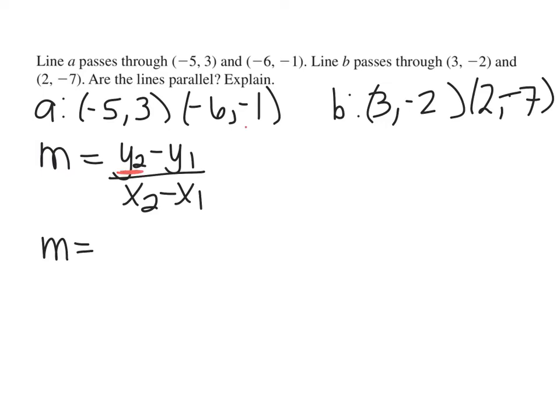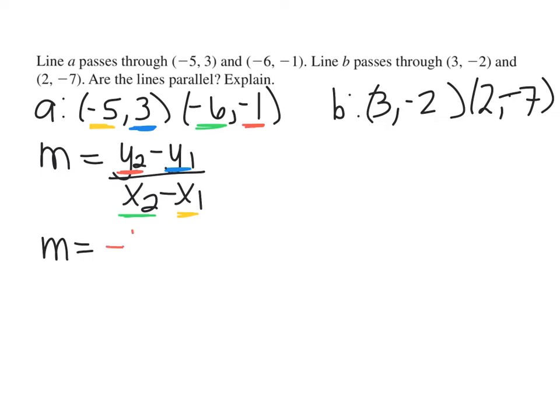We're going to do y2 in red, y1 in blue, y2 in green, or x2 in green, and x1 in yellow. So that can maybe help us see it a little bit better when we're calculating the slope.